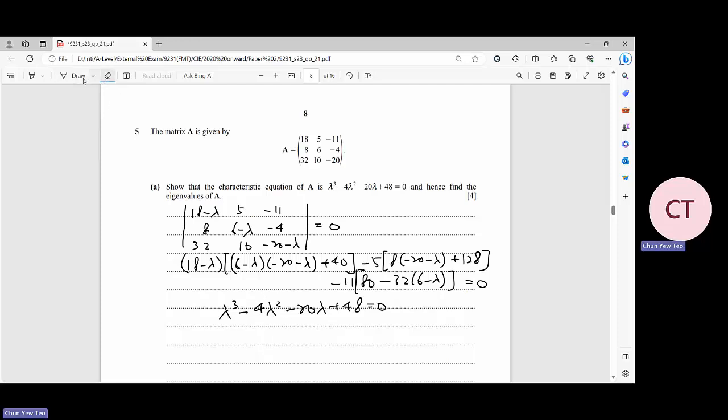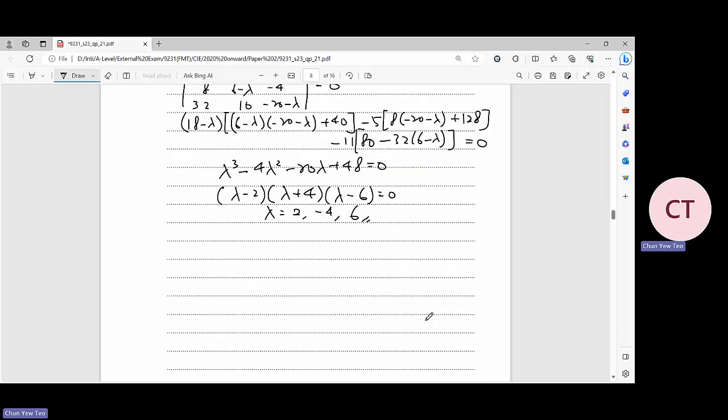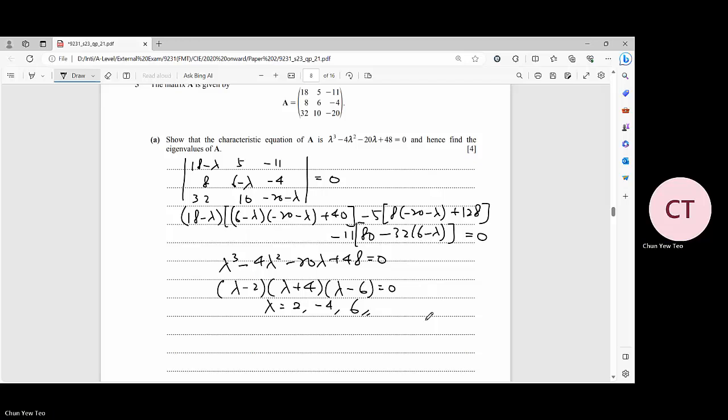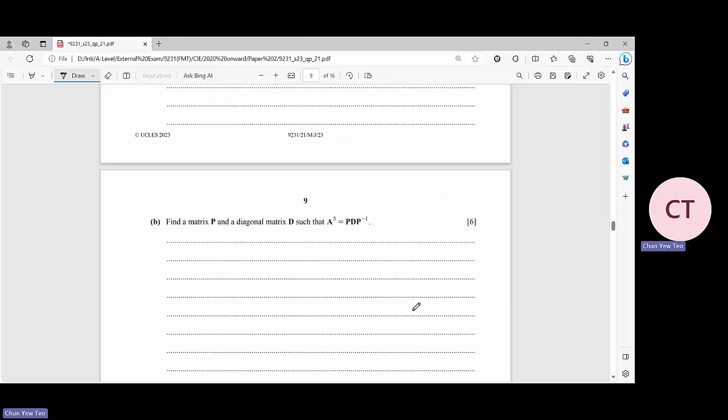For this cubic equation, it's a bit difficult to factorize. However, we can use our calculator to factorize it. The calculator will give you lambda minus 2, lambda plus 4, and lambda minus 6. So your lambda will be equal to 2, negative 4, and 6. These are the eigenvalues. Done with part A. Now we move to part B.